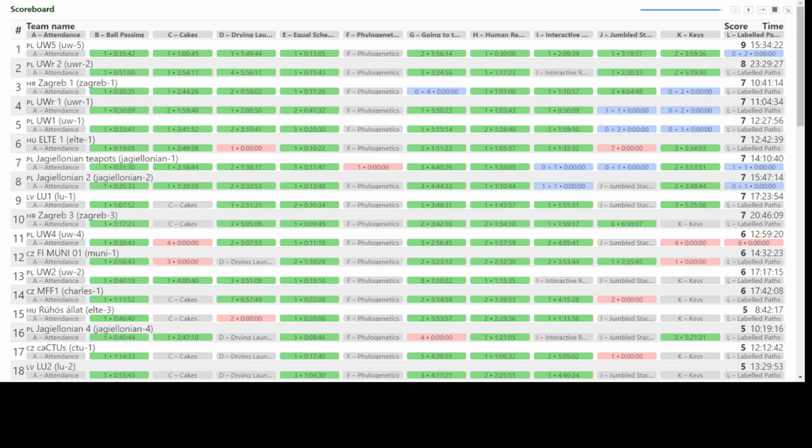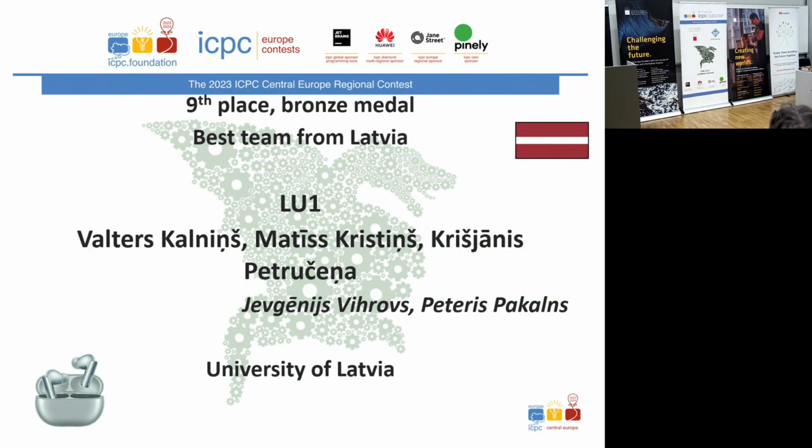And now we come to the spoiler. We've determined place 9, University of Latvia. University of Latvia, team 1. Walter Kalninš, Matis Kristinš, Kristianis Petrucena, with the coaches Eugenis Vichros and Peternis Pakalans.